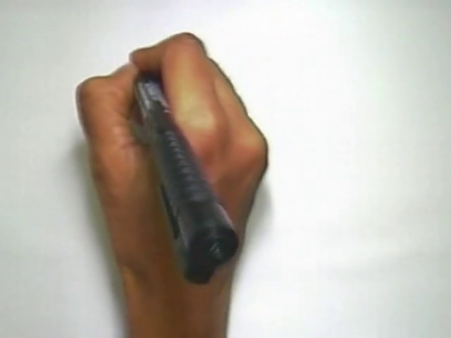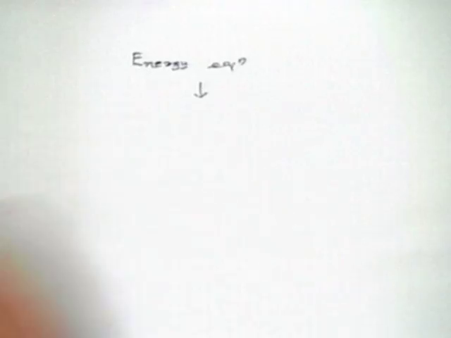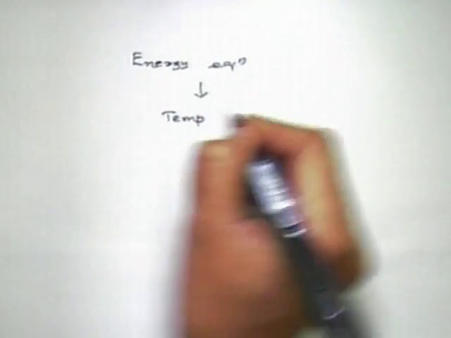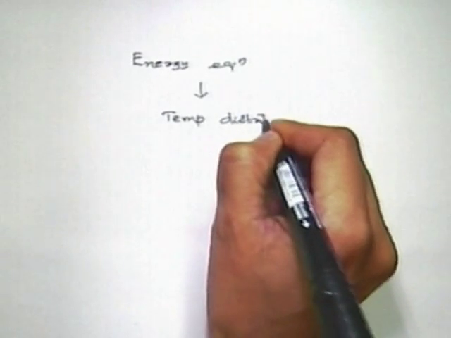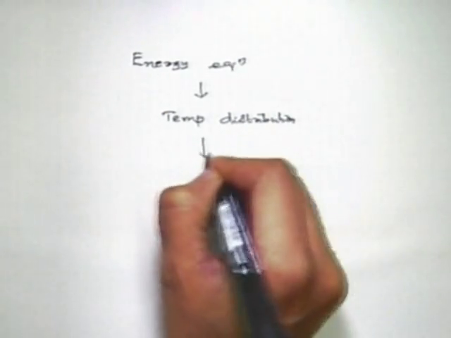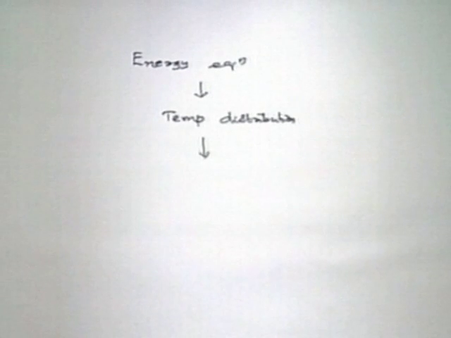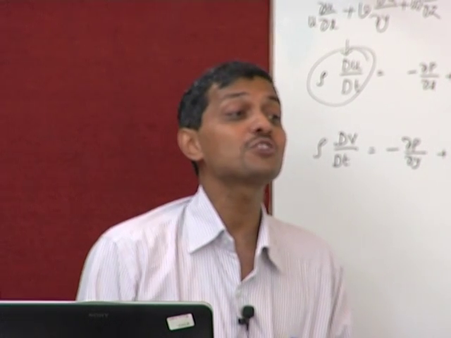How will I decide? In fact, the boundary layer concept itself came from Prandtl, because he was asked to decide the blower capacity for blowing air for drying on a flat plate. Energy equation. What am I doing? Why am I deriving the energy equation? To get what? Temperature distribution. What do I do with this temperature distribution?